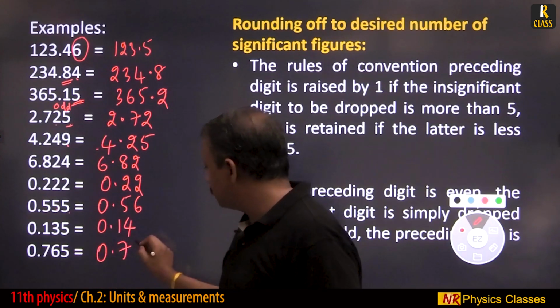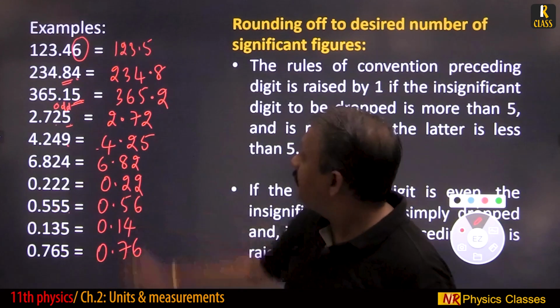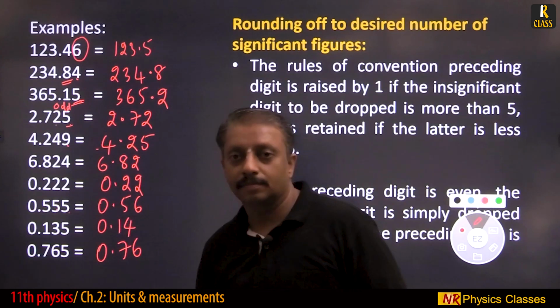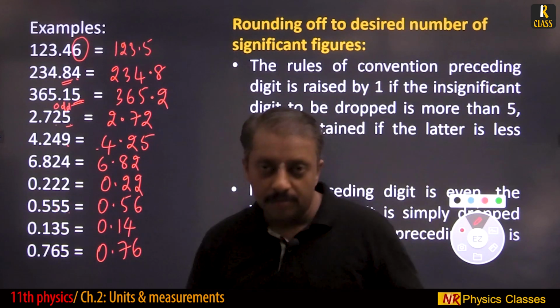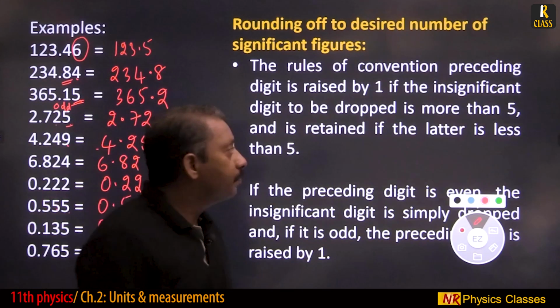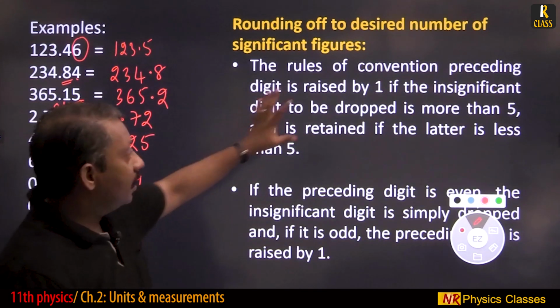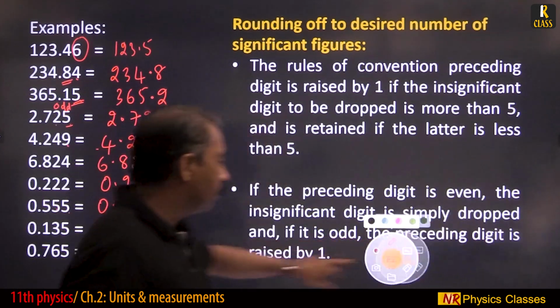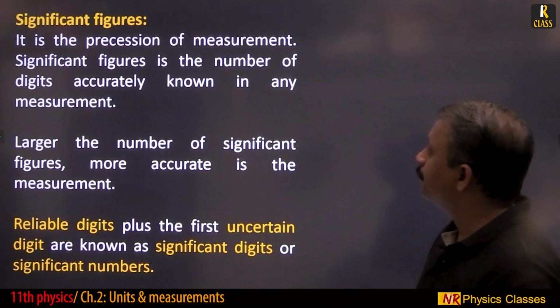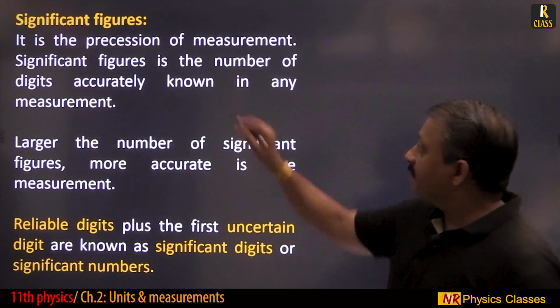0.75. Even, 76. This is how you have to use. Now, whatever I have explained, that same thing is there in the rules. Just go through the rules. Significant figures.